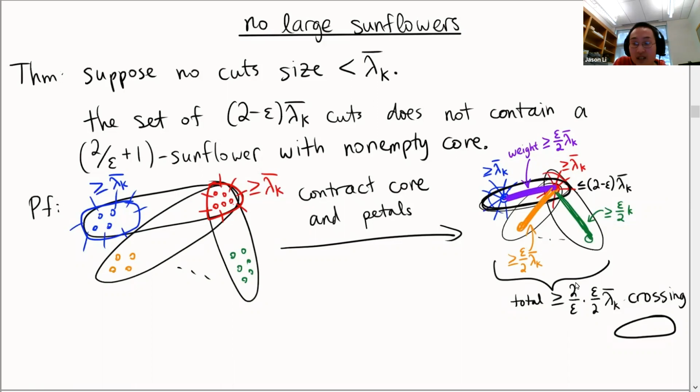Oh, yeah, this is a mistake. This should be a 4. Everything here should be 4. So in total we have twice lambda k bar edges crossing the cut. So imagine this 2 over epsilon is 4 over epsilon. I'm sorry if that was a mistake on my part. Then this will be at least twice lambda k bar edges crossing, and this will contradict the assumption that this set has size at most 2 minus epsilon times lambda k bar. So any questions on that?